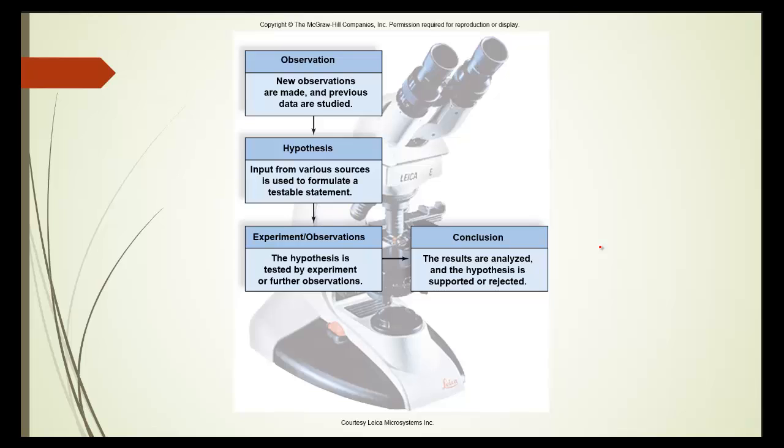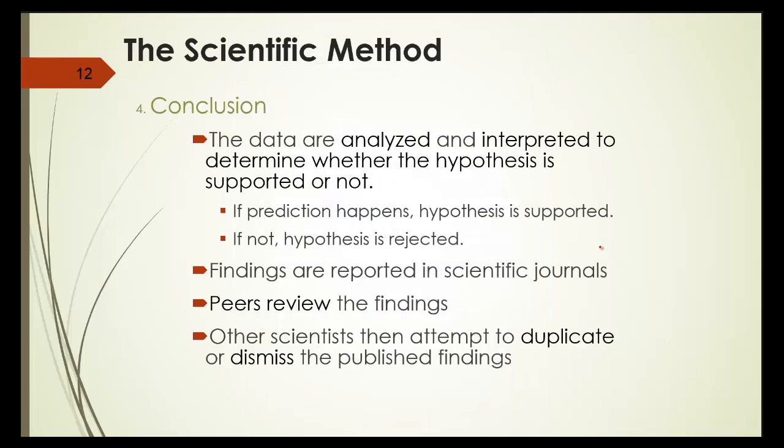The results are then analyzed and the hypothesis is supported or rejected within the conclusion. So during the conclusion, the data are analyzed and interpreted to determine whether the hypothesis is supported or not. If the prediction happens, then the hypothesis is supported. If it does not occur, the hypothesis is rejected. Findings are reported in scientific journals, peers review the findings, and then other scientists attempt to duplicate or dismiss the published findings.